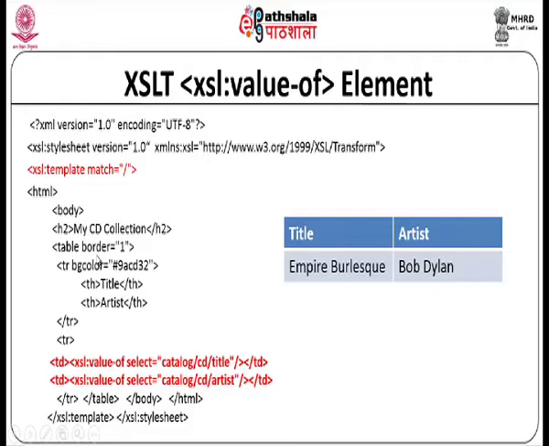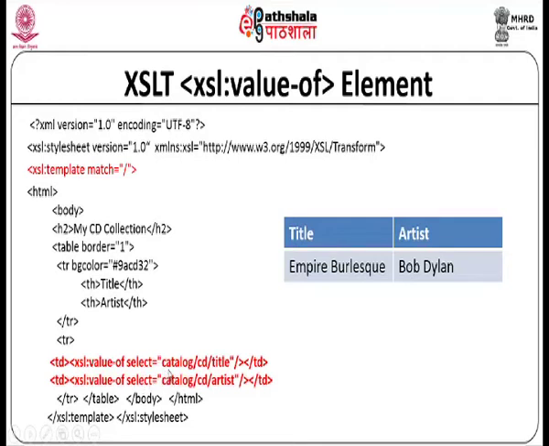We will see how we are using the value-of element. Starting with this template match equal to slash, you write your HTML file which displays in terms of a table. You display the title and the border. Here you said that the first row of the table has two table headings, title and artist. Then you extract the title and artist from the XML document, making use of this value-of element, with the select attribute where you give the pattern.